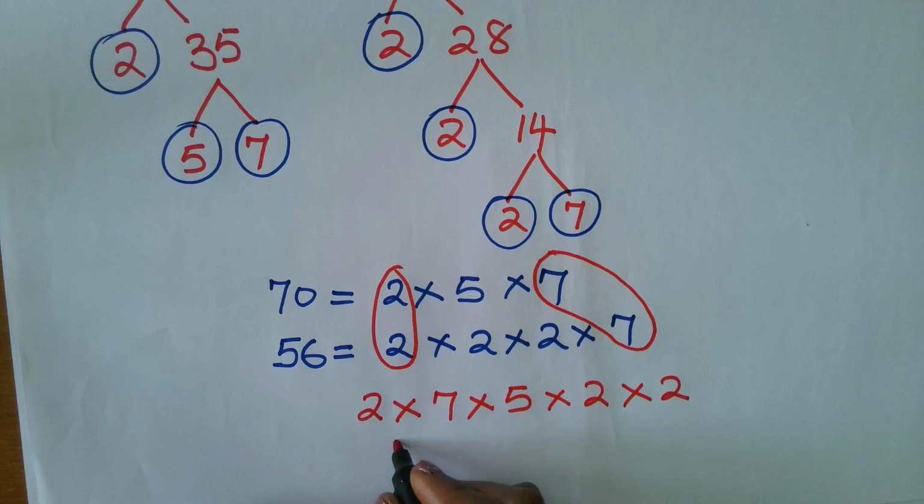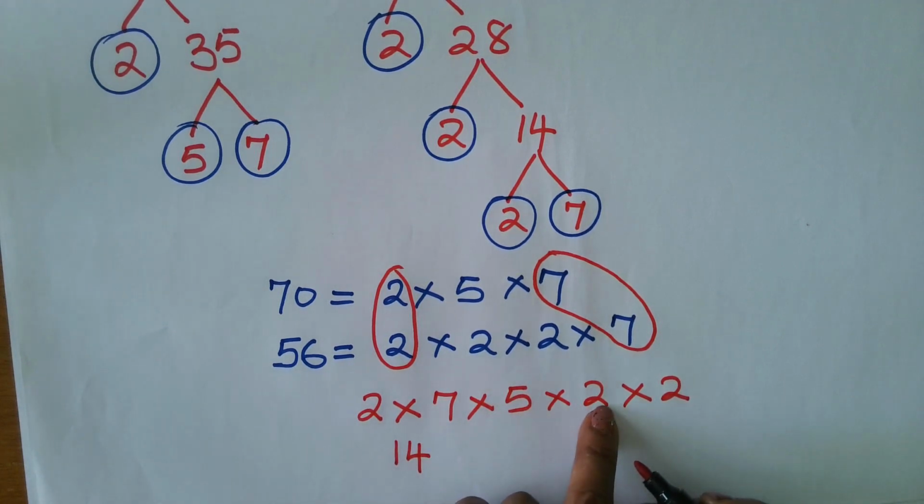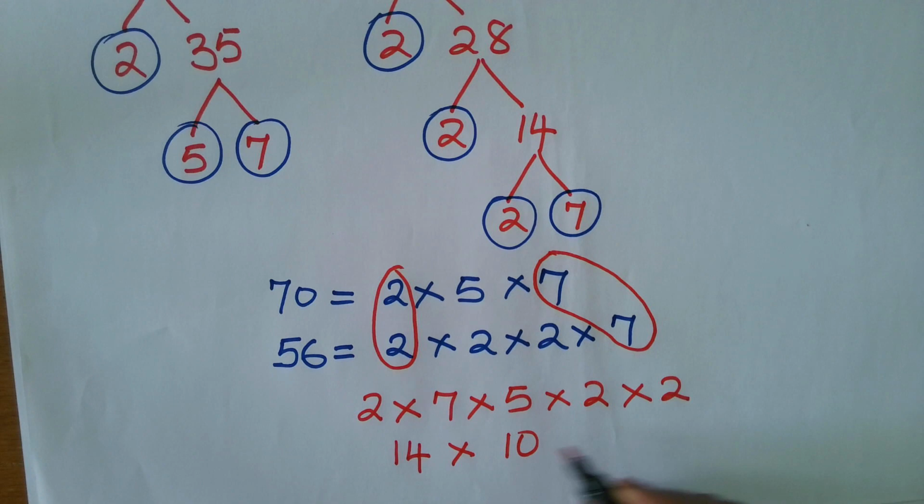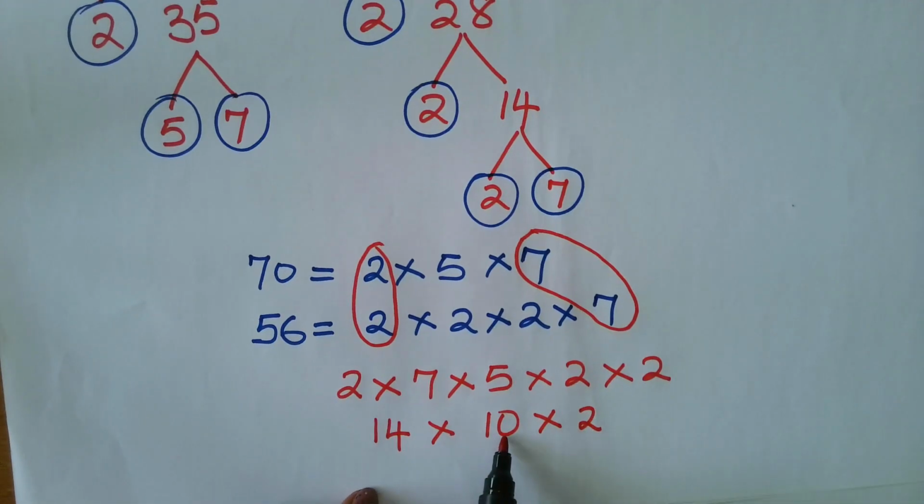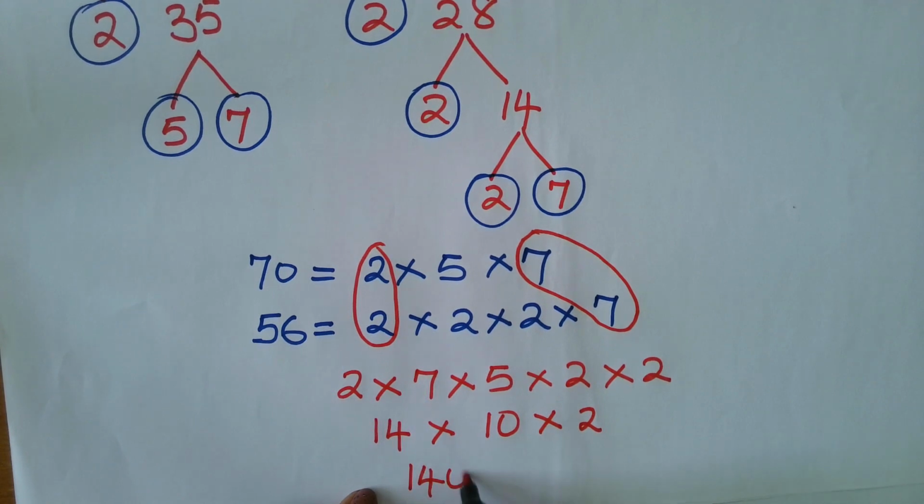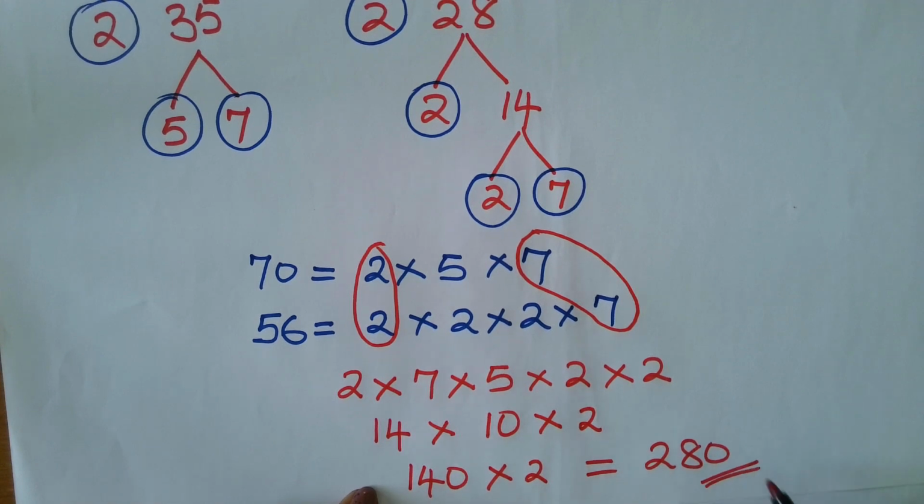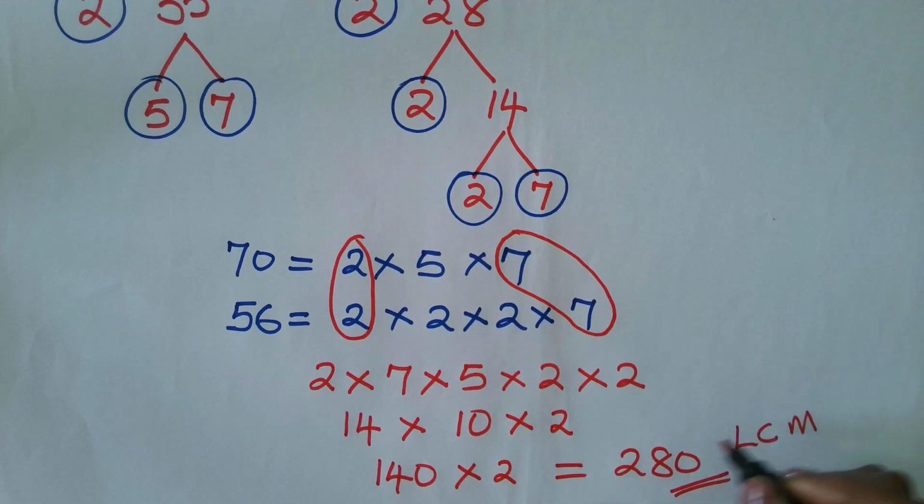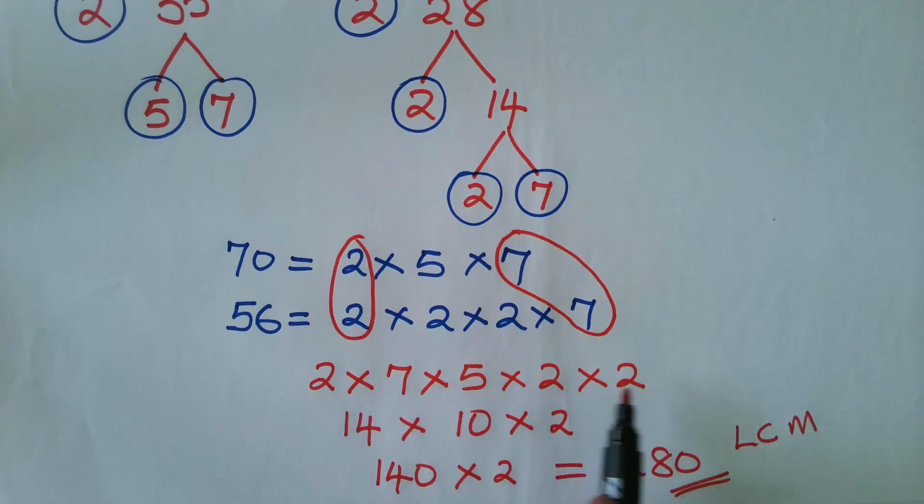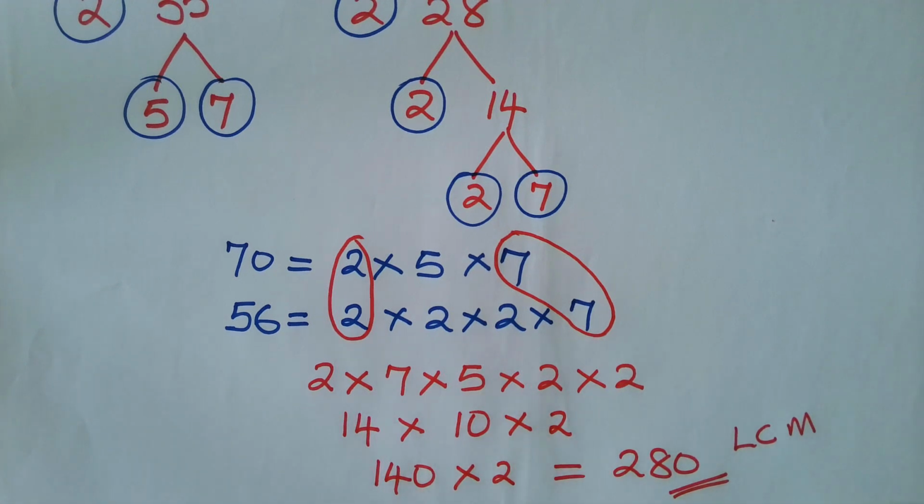Okay, so we write 14. 5 times 2 is 10, and then we've got another 2. So 14 times 10 will give us 140 times 2, which will give us 280. So 280 is the lowest common multiple for this question. Okay, so in the non-calculator exam, please, if you cannot multiply all at once, do them in bits, because that will be much easier for you.